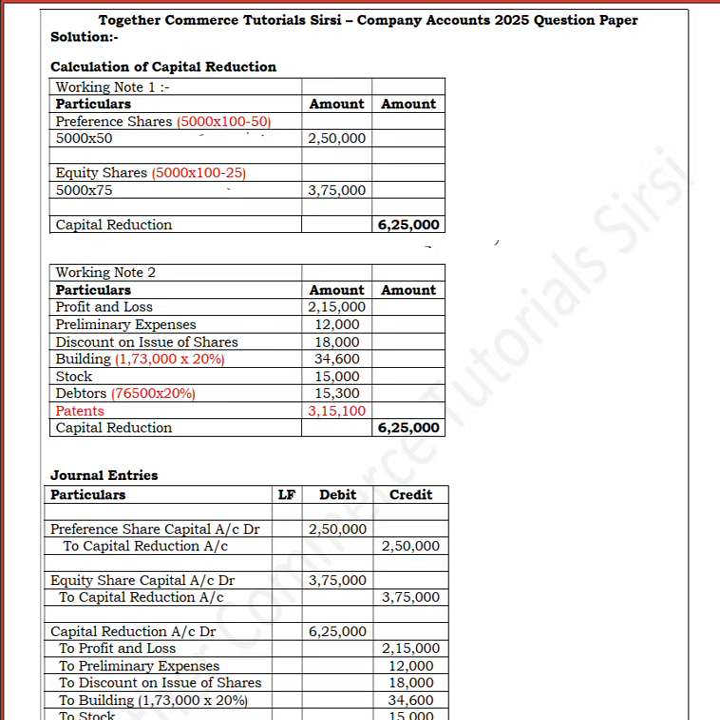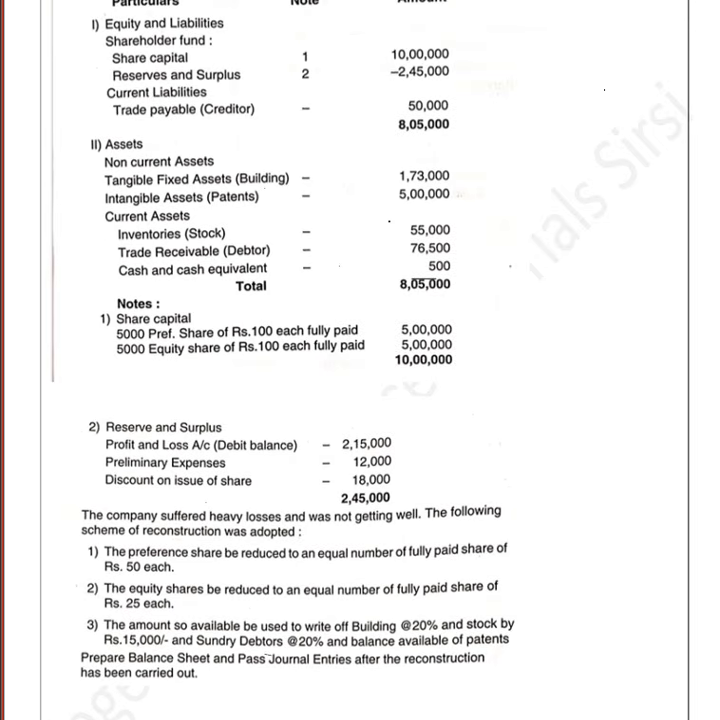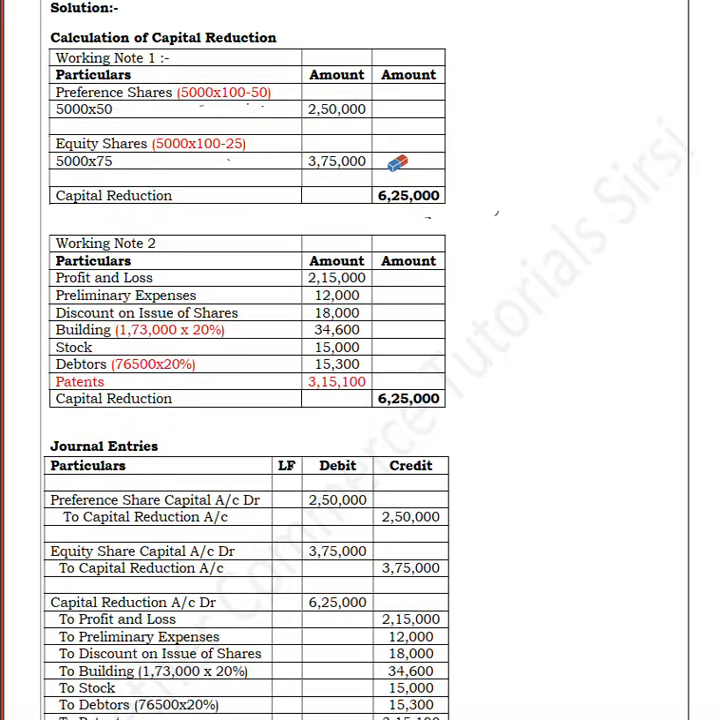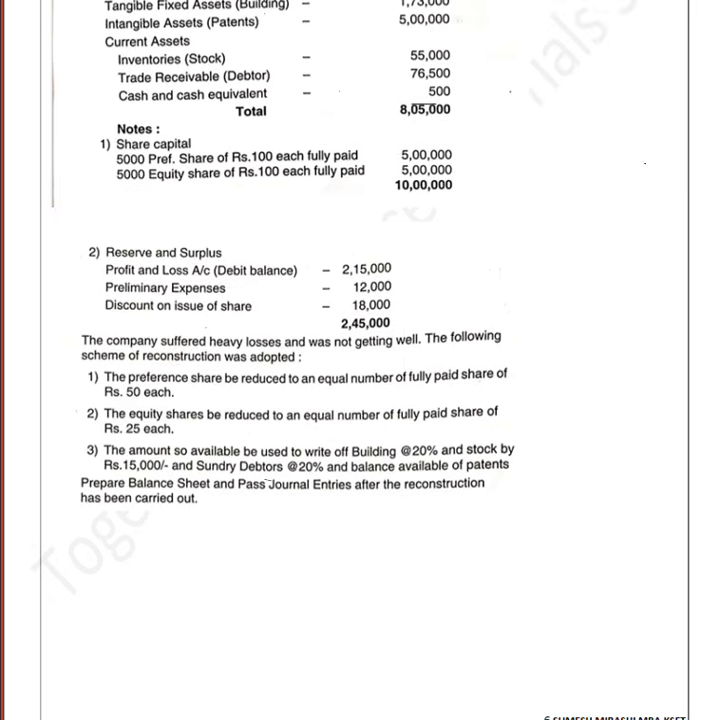Why is internal reconstruction done? Internal reconstruction is done in order to remove all the losses. If you see this question, look at the balance sheet: here it is minus 2,45,000 under reserves and surplus, correct? So this is a loss, and internal reconstruction is done to remove it. Whether or not the question mentions it, we must first set this off in working note 2. That is what they have done here. Here is the explanation of working note 2: reserves and surplus, that is to be taken compulsorily.